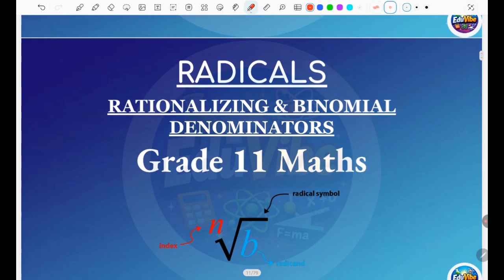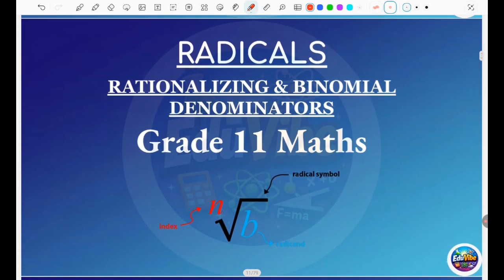In today's lesson, we are starting the radicals, and we're doing the next topic of the radicals, which is rationalizing binomial denominators. So, how can we rationalize the denominators if we have a binomial? If there are two terms with a minus or plus, that is the binomial.